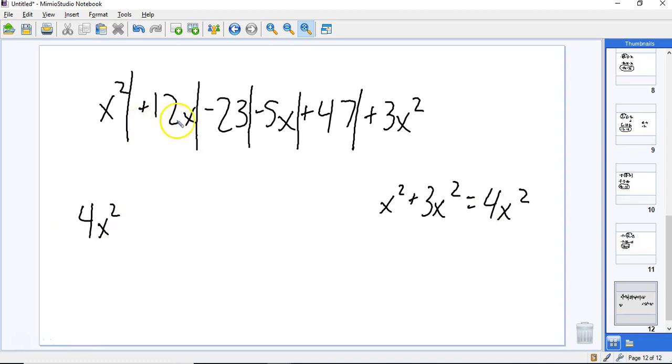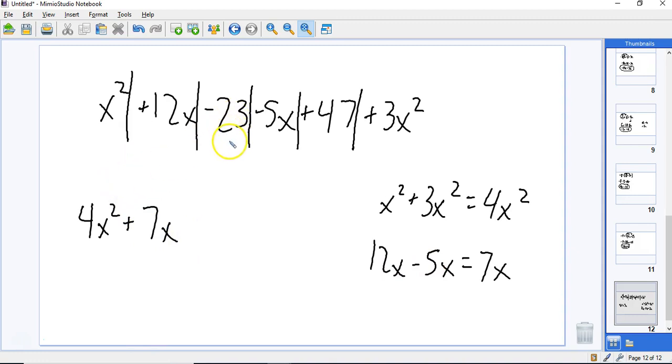I'm going to go to x's next. I've got x to the first power, x to the first power. So I've got 12x, positive 12x, minus 5x. 12 minus 5 is 7. X comes along. You're just dealing with the coefficients. Okay? So that's positive. So plus 7x.